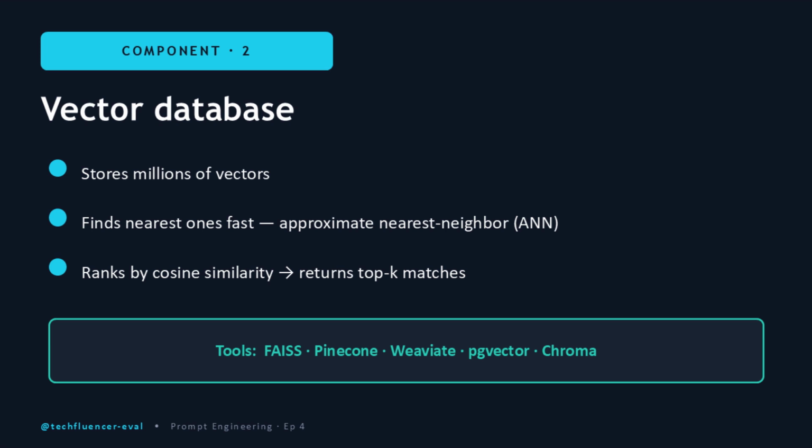Second, the vector database. It stores millions of these vectors and, given a query vector, finds the nearest ones fast, using approximate nearest neighbor search and a similarity measure like cosine similarity. You ask for the top K matches, say the top 5 chunks. Common tools here include FAISS, Pinecone, Weaviate, and pgvector.